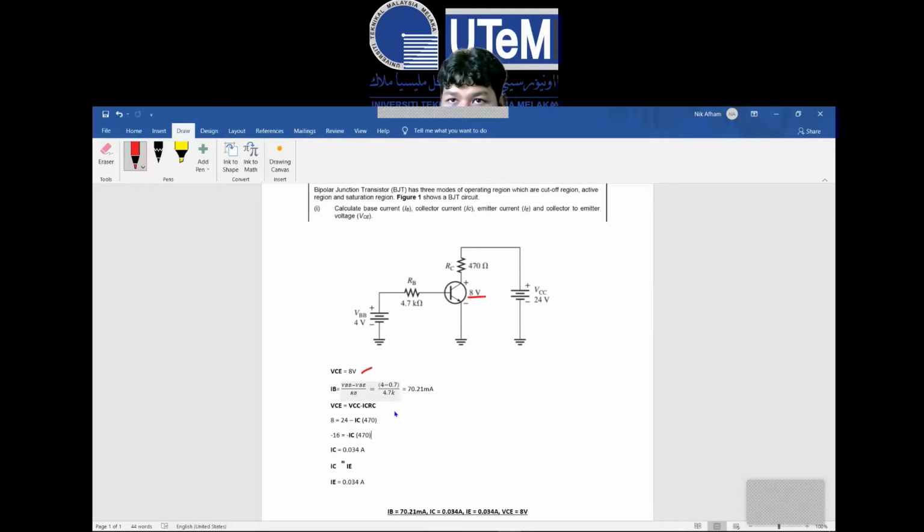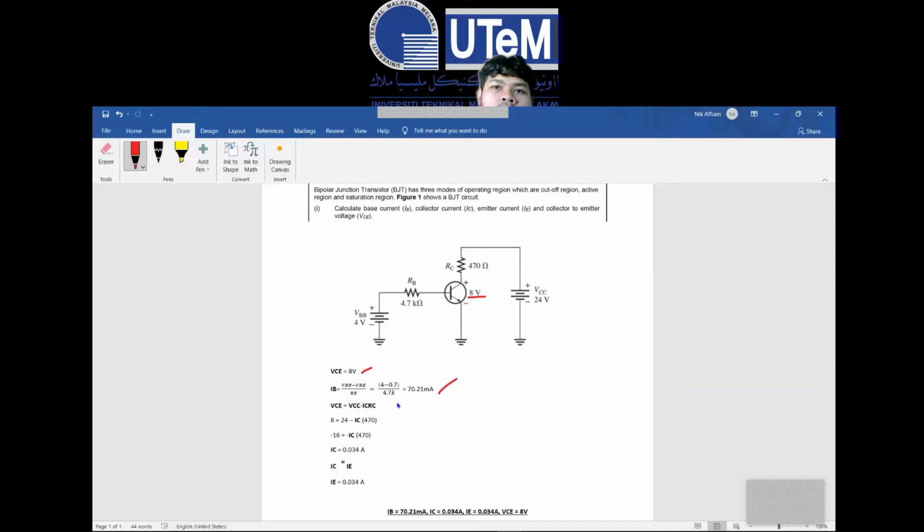To get IB, we use the formula VBB minus VBE over RB. VBB is 4 volt, VBE is 0.7, and RB is 4.7k ohm. And when we calculate, we get IB equal to 70.21 milliampere.